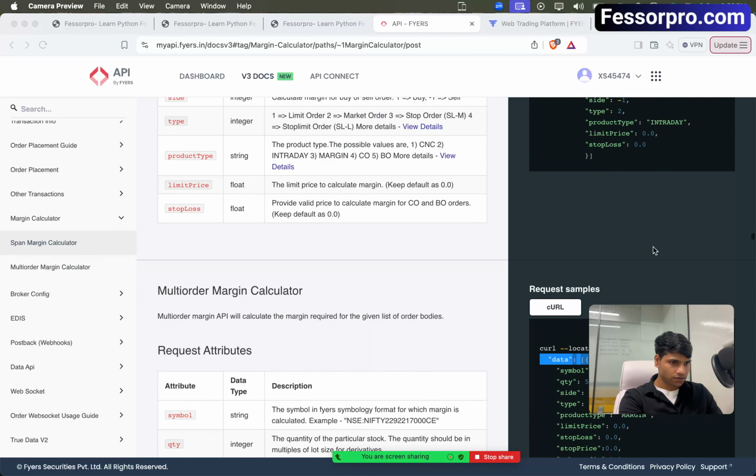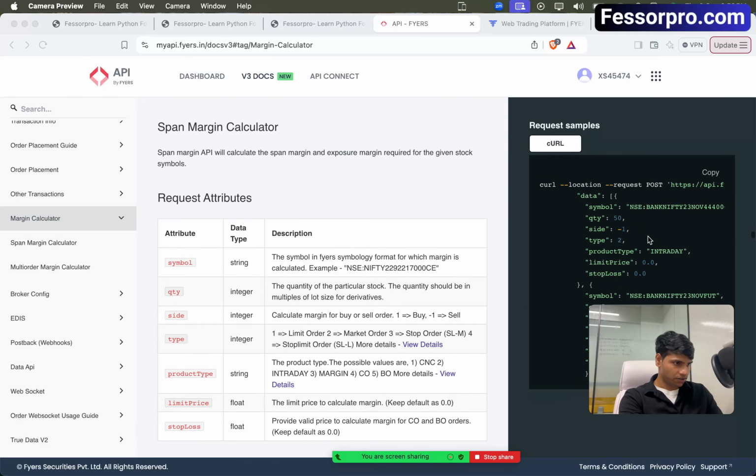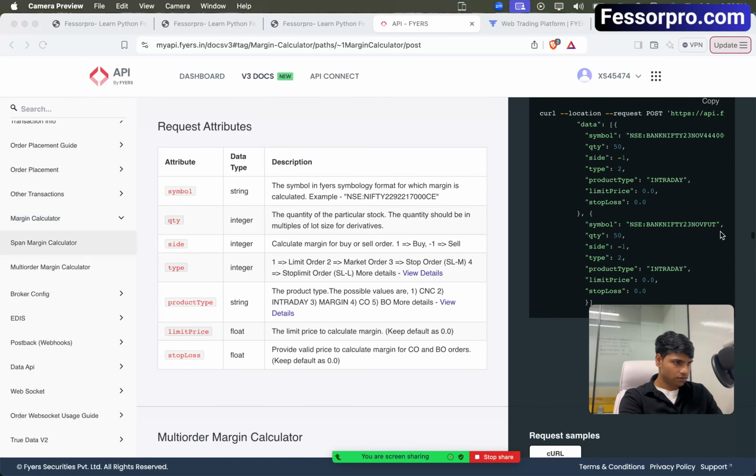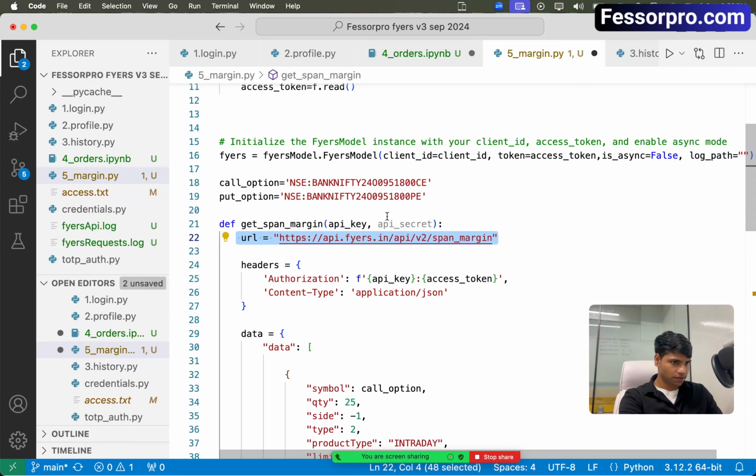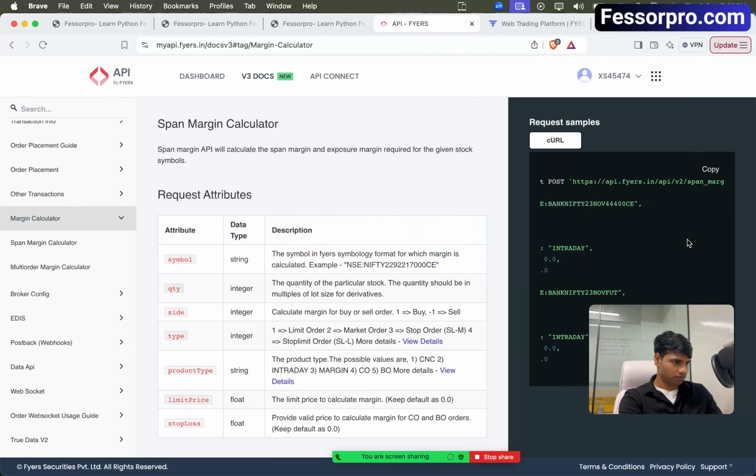This is span margin. See, they have specified the URL. So this URL I copied here. Then the header. Now header has two things. One is authorization and one is content type. So this again I copied from here.